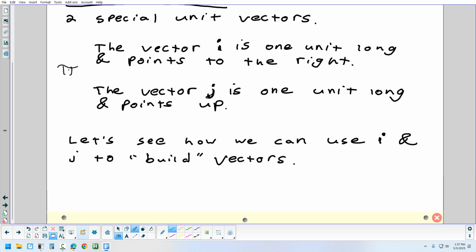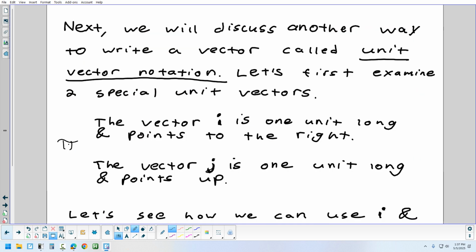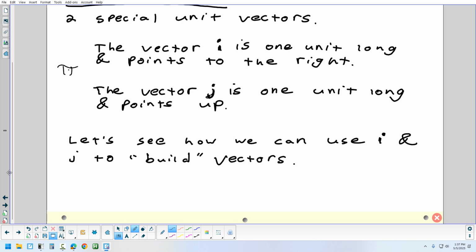So the idea is what we're going to do is we're going to take I's and J's, and we're going to stack them together to build our vector.